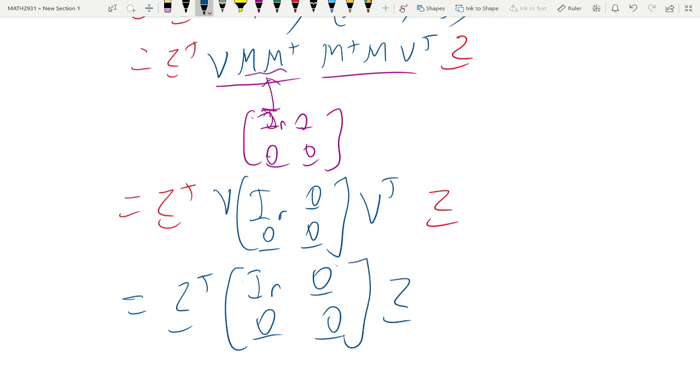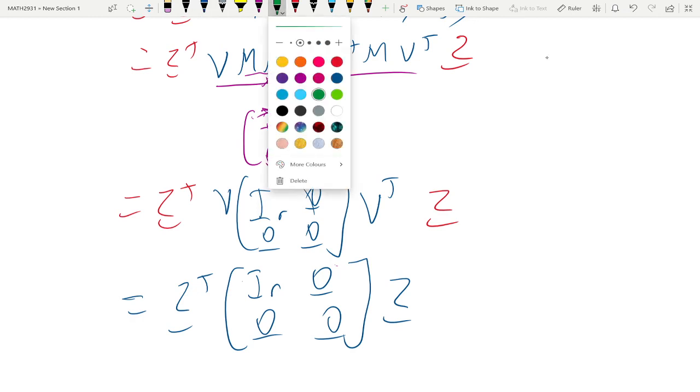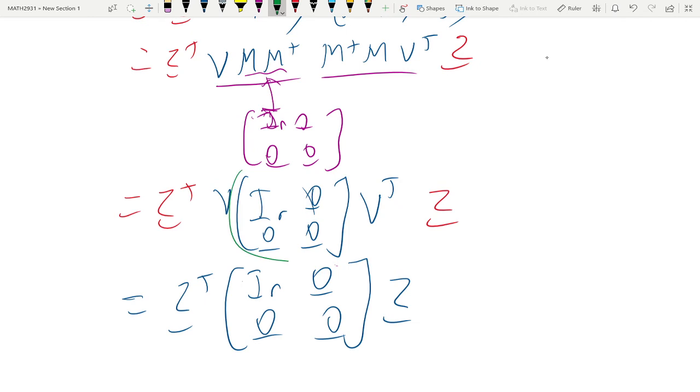Z. Because if you imagine that this thing is I, just pretend this whole thing was I, you'll end up with just V transpose. And since V transpose V is equal to I, that's the definition of orthonormal, you can actually show that this is also equal to I as a result. I'm not going to show that here, but you can see that's true.